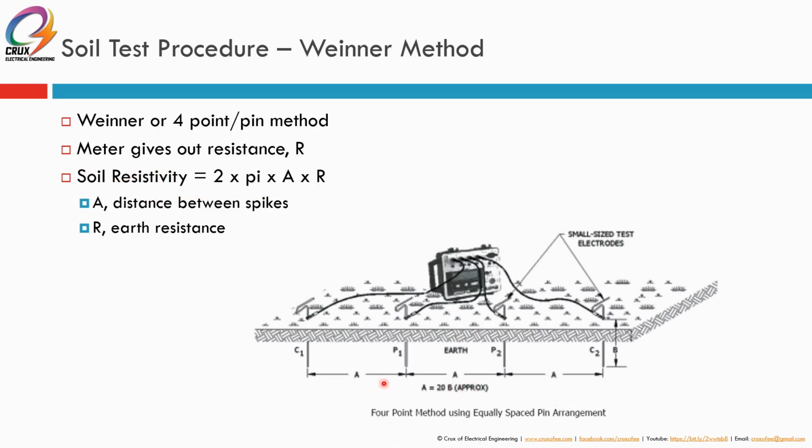So the A is the equal distance between each spike. So you have 4 spikes, or 4 points. 1, 2, 3, 4. So you have your P1 and C1, P2 and C2. P stands for potential or your voltage, whereas your C is your current. So your equipment here will inject a current, DC current, and this potential P1 will measure the potential. Same goes for P2. So the resistance is basically the measured potential over your injected current. So that is your resistance.